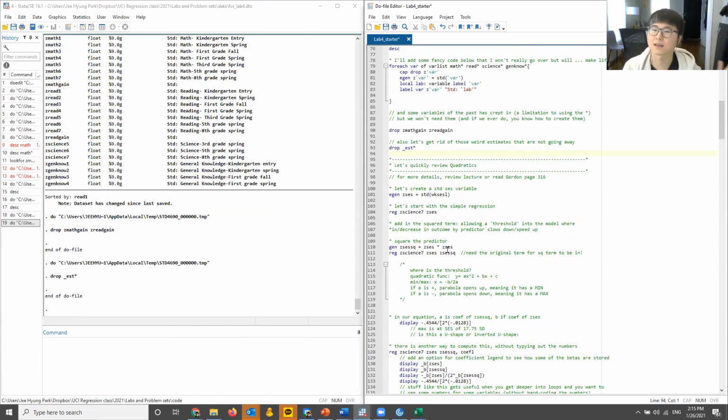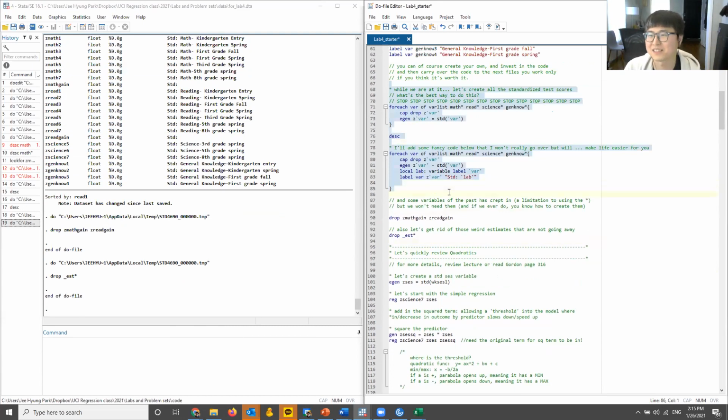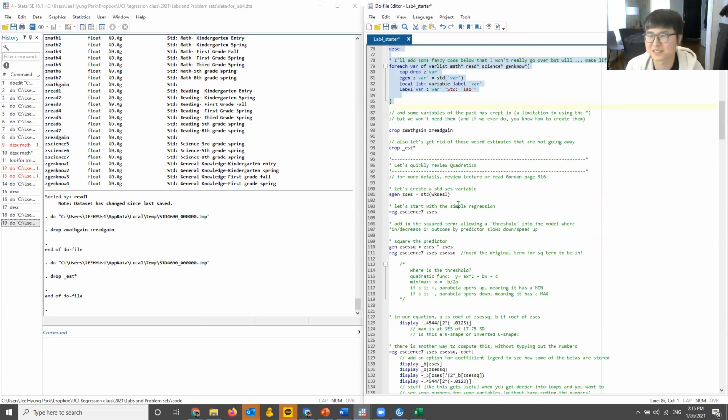Nothing here, I've just made life a little bit easier by creating the standardized variables for you and then labeling them so you don't have to go look for them. And to the extent that saves time, great. I don't know how much help it will be, but hopefully it's something.